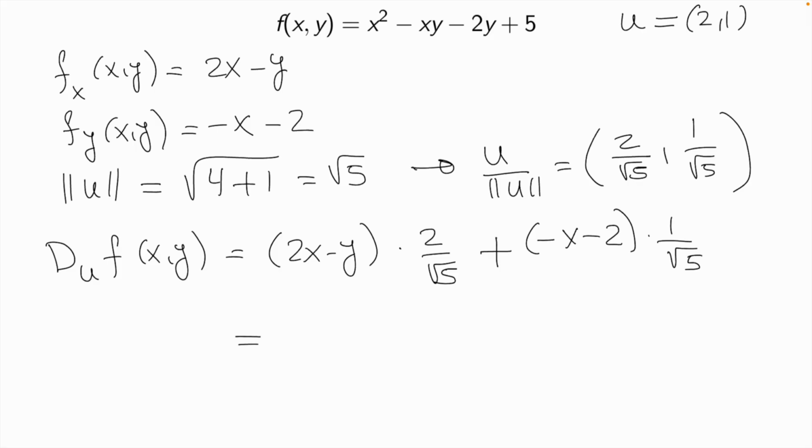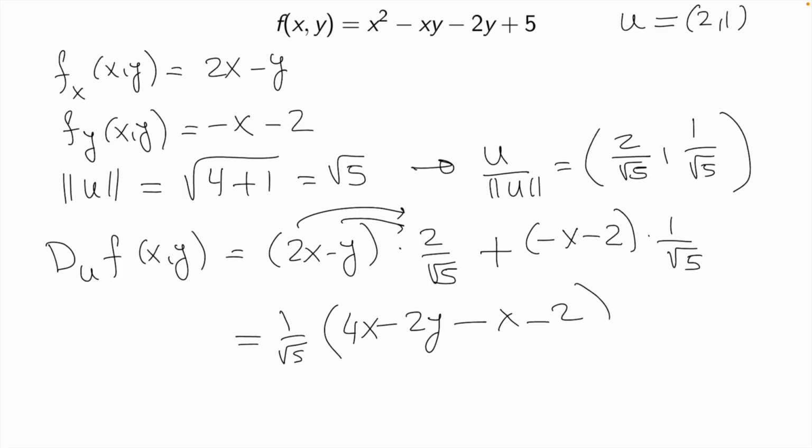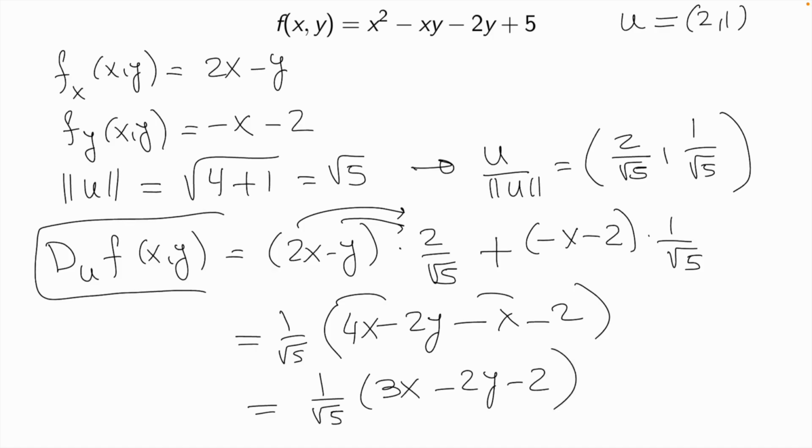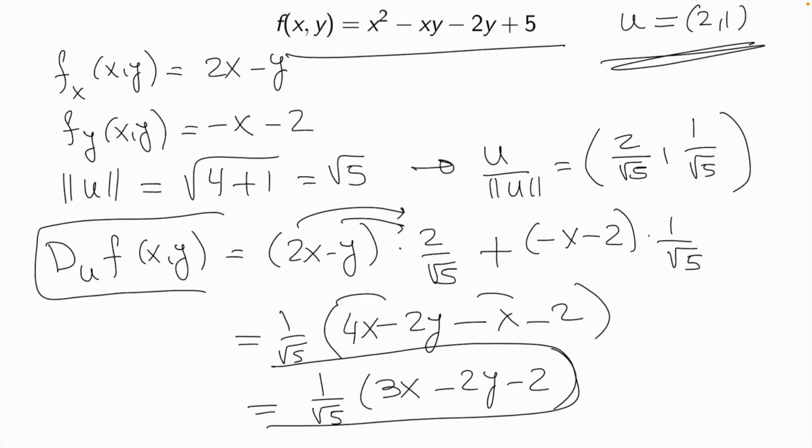Okay, and now we do the operations here. Let's take 1 over the root of 5 as a common factor, and we have everything multiplied by 2. That will be 4x minus 2y, and plus minus will be minus x minus 2. Then we combine like terms, and this is 1 over square root of 5 times 4x minus x, which is 3x, minus 2y minus 2. So we have here the directional derivative of this function in this direction at any generic point (x, y).